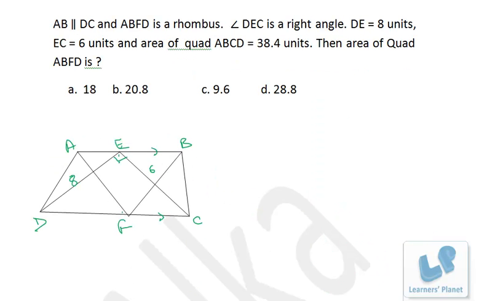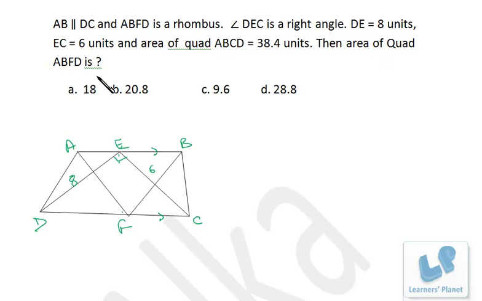Now friends, let's see this problem. Here AB is parallel to DC and ABFD is a rhombus. Angle DEC is a right angle. DE is 8 units. EC is 6 units. The area of quadrilateral ABCD, which should be a trapezium because AB is parallel to DC, right? So this trapezium ABCD is 38.4.